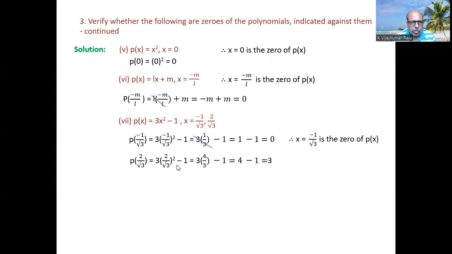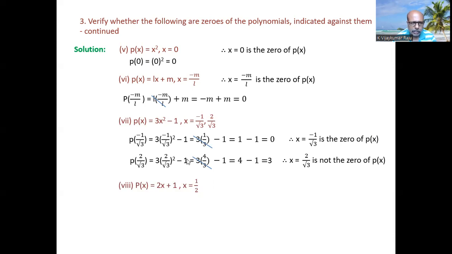Now we do the second value. Here again, we get 3 into 2 square, 2 twos are 4, and root 3 square is 3. Again, this will cancel. If this cancels, you got only 4 here, minus 1. 4 minus 1 is 3. We are getting a number here, it is not 0. Therefore, it is not a 0 of the polynomial. Clear? So 0 of the polynomial or value of the polynomial is one and the same thing. Only that if the value of the polynomial happens to be 0, it is called a 0 of the polynomial. If it is not 0, it is not a 0 of the polynomial.